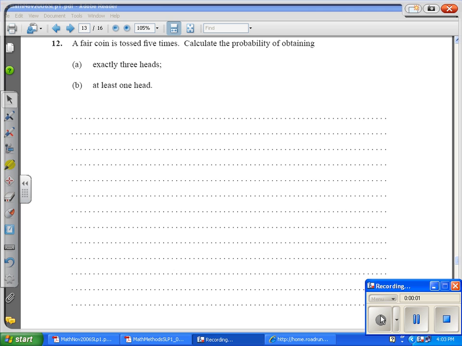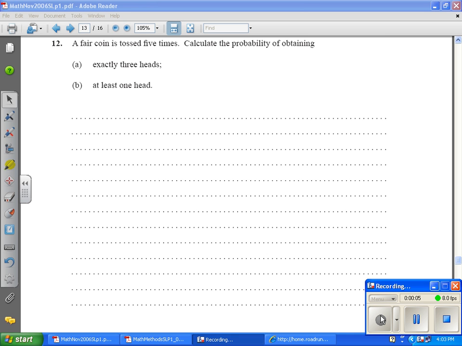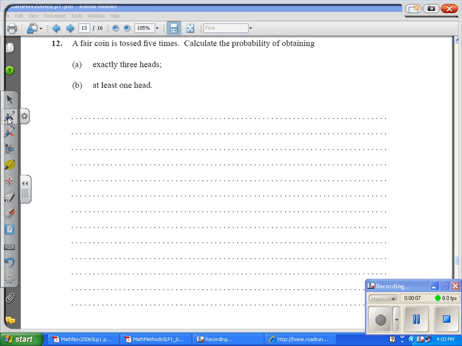Alright, now for question 12. A fair coin is tossed 5 times, calculate the probability of obtaining exactly 3 heads. So, to get exactly 3 heads, we know the coin is tossed 5 times, so 3 times it should be heads, and 2 times it should be tails. And since it's a fair coin, the probability is half for both of them.